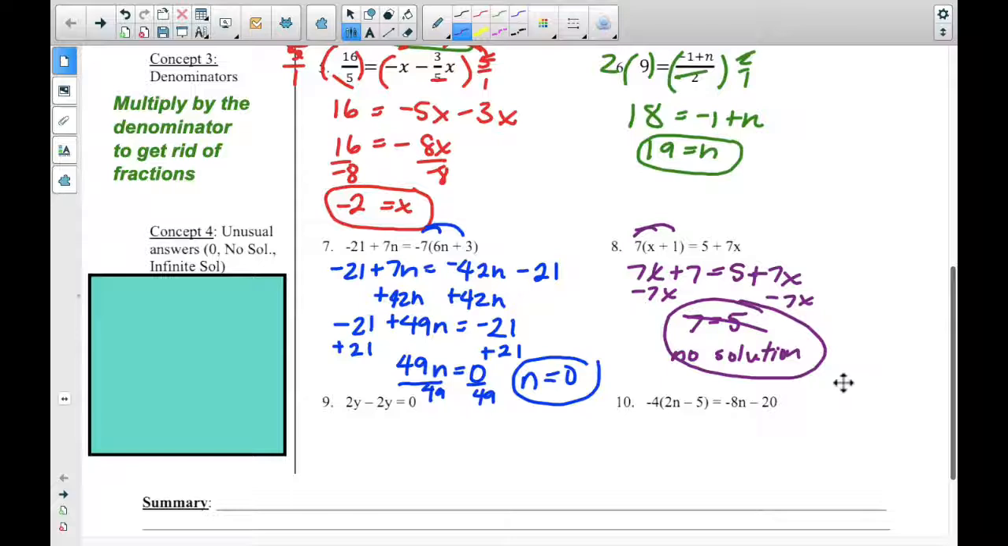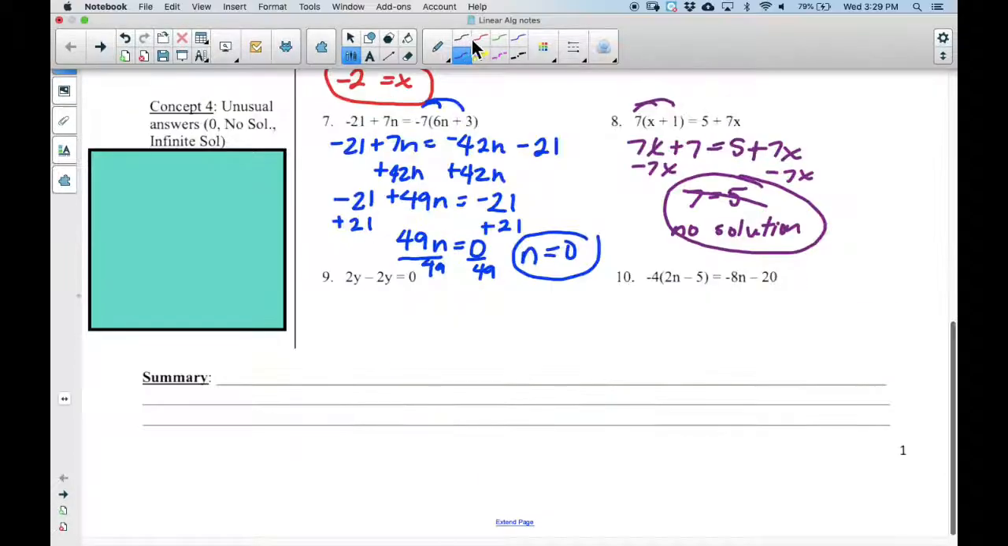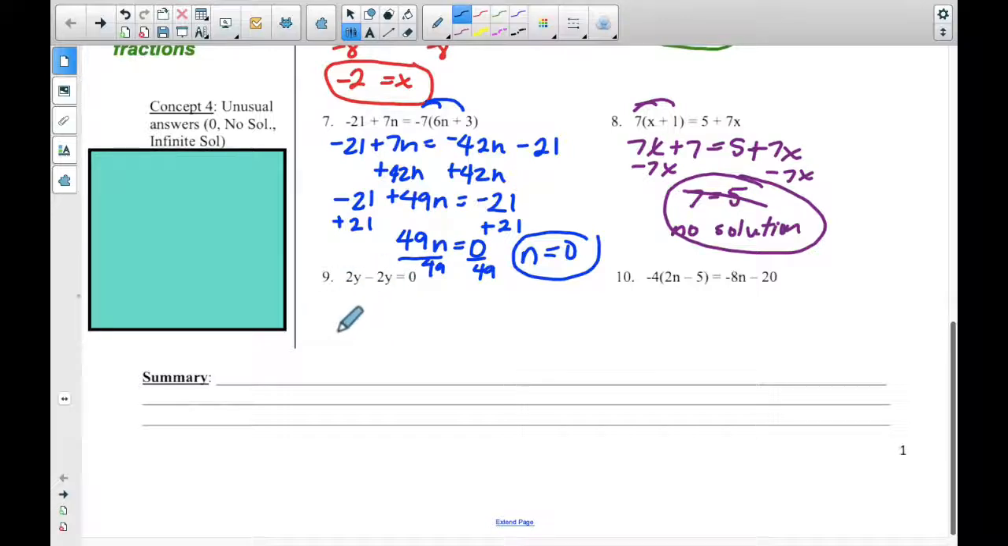It's just no solution. And you might have done this differently and come up with like 0 equals 7 or something like that. It's still no solution. Anytime you get 2 numbers that don't actually equal each other, the answer is no solution. Okay, this last one, it's pretty basic. 2y minus 2y, that's 0. So we get 0 equals 0. Once again, a little strange, but anytime you get one number equal to itself, then our answer is infinite solutions.